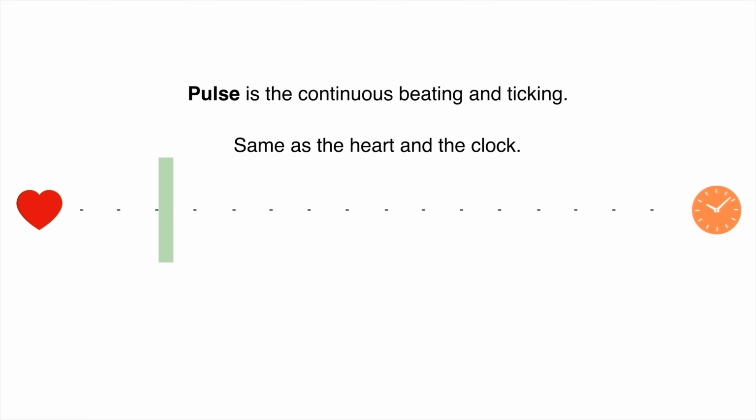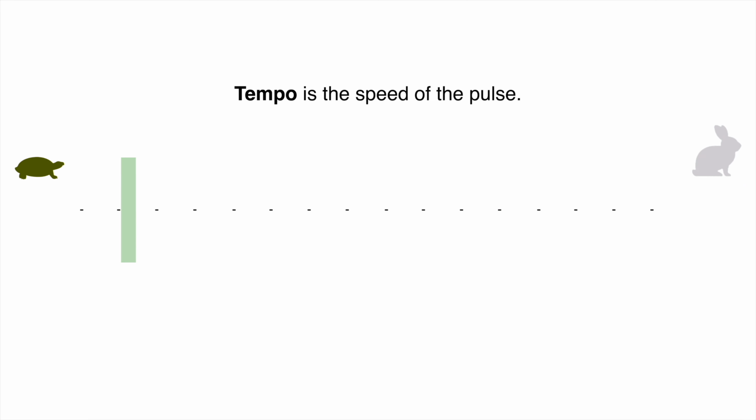Pulse is the continuous beating and ticking, same as the heart and the clock. Tempo is the speed of the pulse.